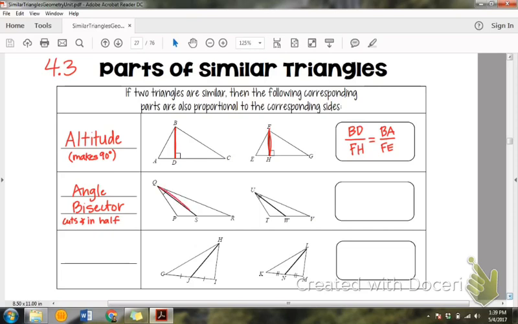So QS is the angle bisector here. And UW is the angle bisector here, so they are also proportional to each other. So QS matches up with UW. And then we can pick another side. If I said QR, QR is going to match up with what do you think? UV. What'd you say? UV.